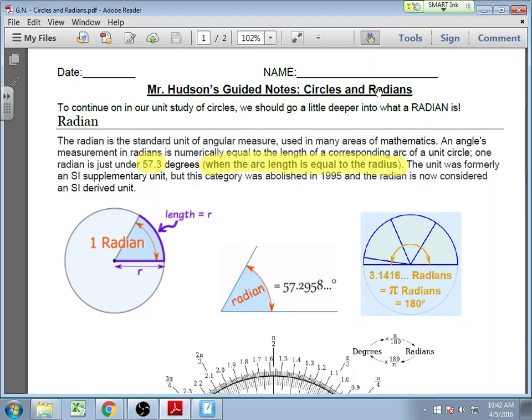So if I talk about how many radii I can fit on the circle, obviously we know it's 2 pi, so it's just over 6. It's approximately 6.28. So half the circle's distance, this distance here, is 3.14 radians.